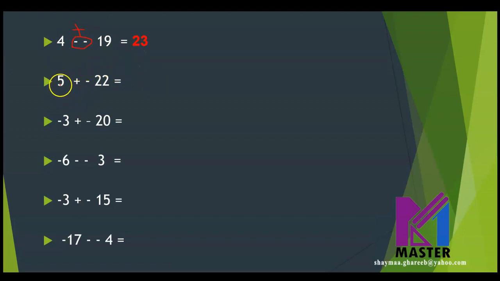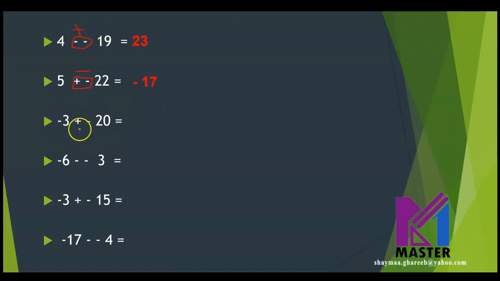The second example, 5 plus negative 20. What about adding negative numbers? We said it in the previous lesson. So we are going to change it into a subtraction sign, or it's the same as subtracting. So 5 minus 22 equals negative 17.